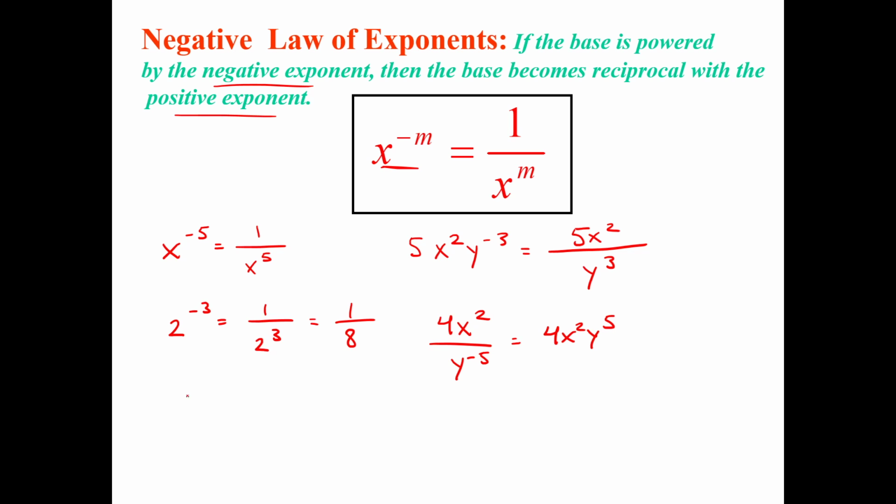The reason why this works, if you just want to know, as an example, let's do x squared over x to the 5th. Now we talked about this two different ways.